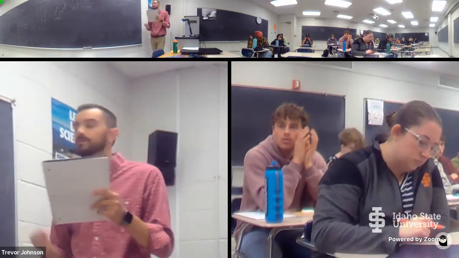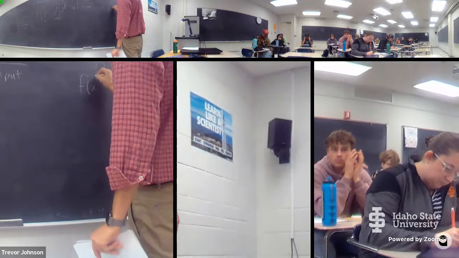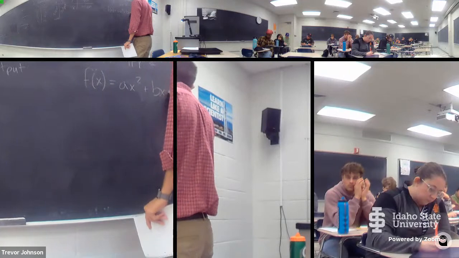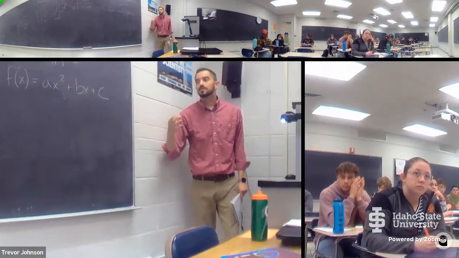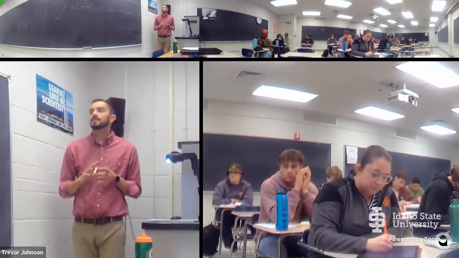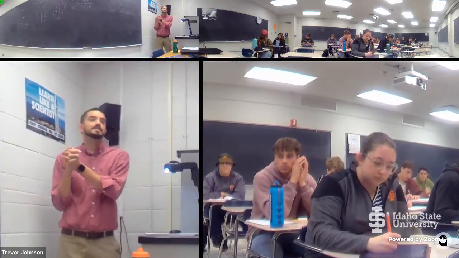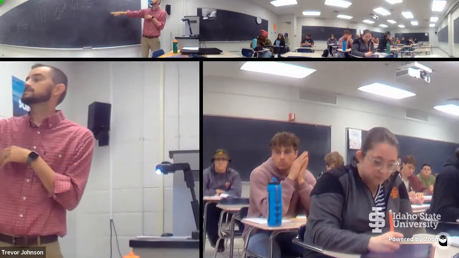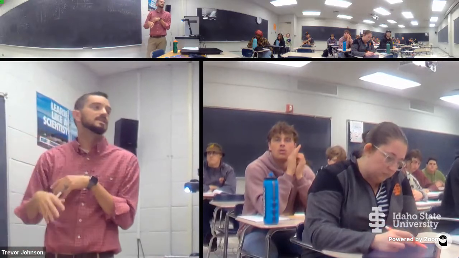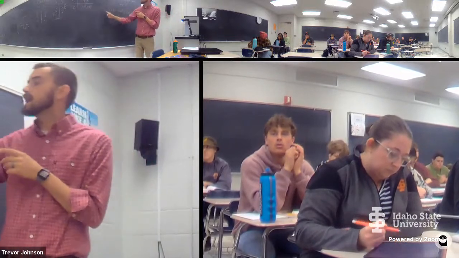So function notation makes it very easy to see which one's my actual input variable. So for example, here, this is the standard form for a quadratic function, okay? And I have lots of different variables here. I have A, B, C, and X. But because I wrote it with function notation, my function notation lets me know that X is my input, okay? So this is function notation right here, f of x.